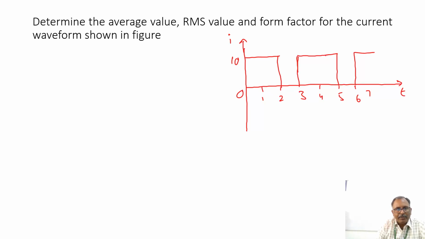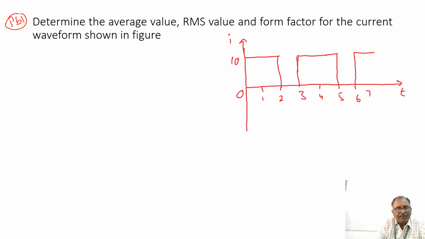Dear students, in previous classes we have seen what is average value and what is RMS value, and we have derived the expression for average value and RMS value for sinusoidal waveforms. Now in today's class let us discuss how to find out the average value, RMS value and form factor for a given waveform. Let us consider the problem shown here.